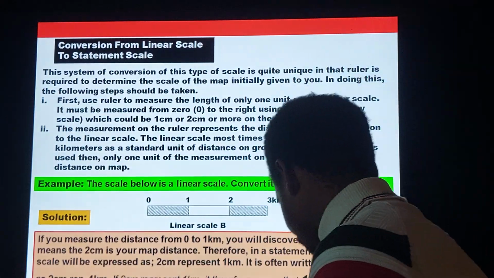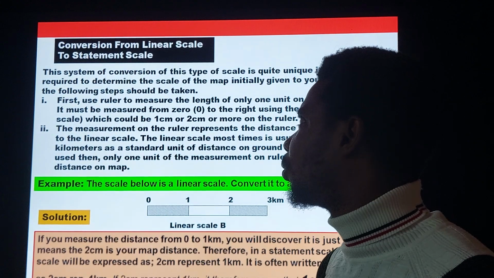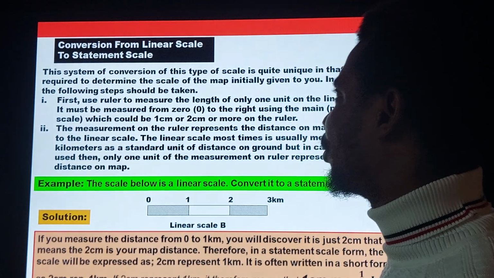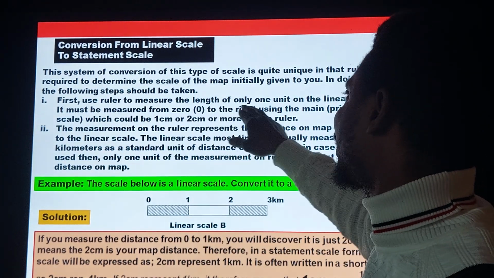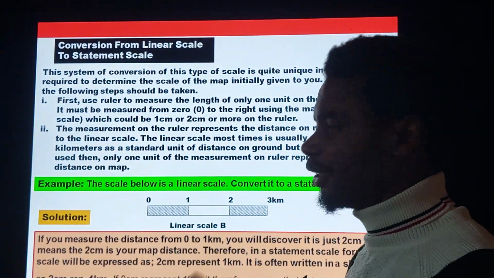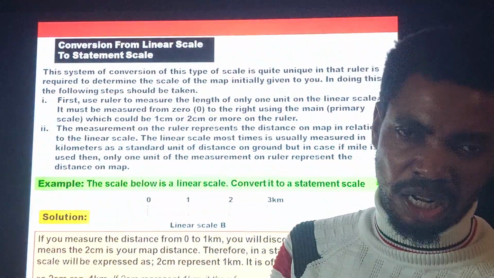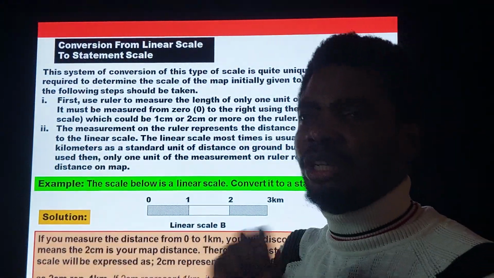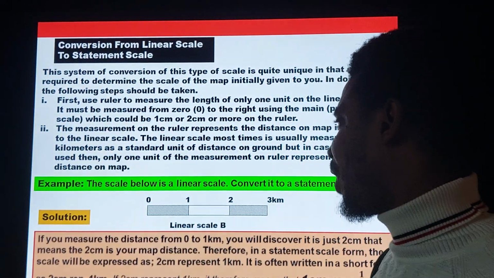Now, this is the conversion from linear scale to statement scale. How do you do that? So you first use a ruler to measure the length of only 1 unit. Just carry your ruler, measure from here to here. If it is 2 centimeters on your ruler, write 2 centimeters. Then, because from here to here is 1 kilometer, you just say 2 centimeters represent 1 kilometer. It's as simple as that.